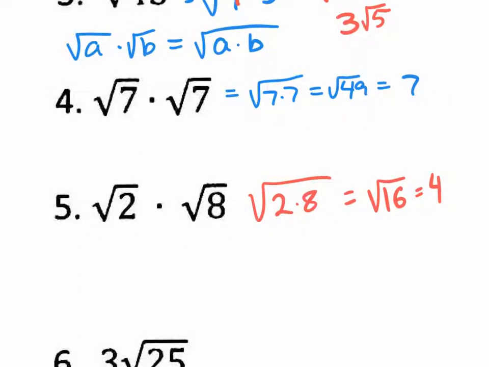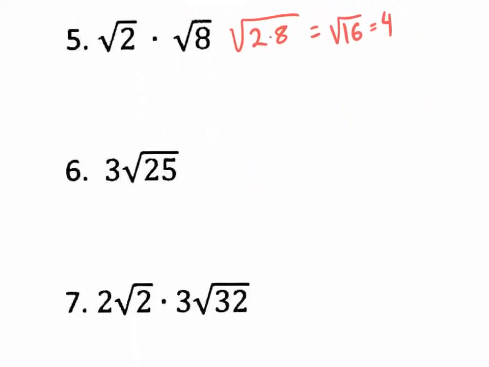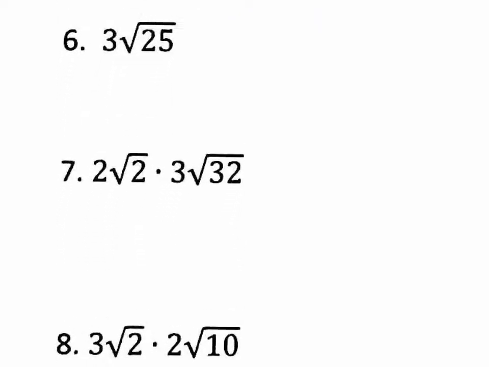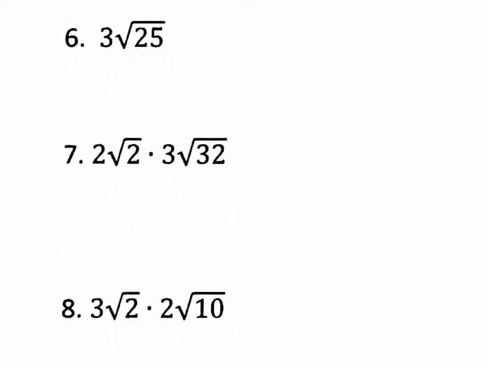Let's copy down the next couple. We have number 6, which is 3 square root of 25. Now, this brings up the next idea that we had last week.